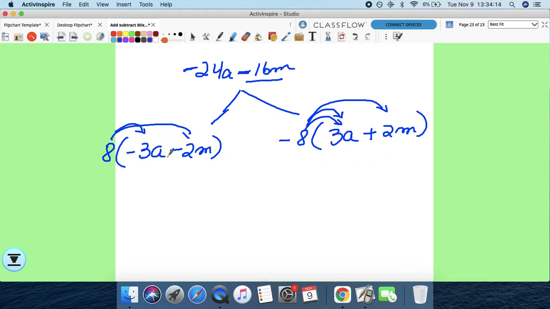So it really depends. You can notice that if you take out a positive, your factor outside is positive, so everything remains the same. It's negative 24, negative 16, so the terms remain the same. Now, if you take out a negative 8, then notice that this and this are the opposites. So the choice is yours.